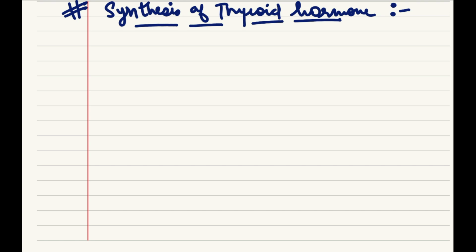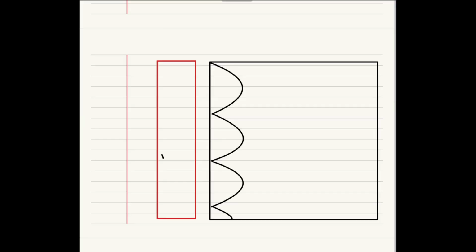Now let's discuss the synthesis of thyroid hormone. The synthesis of thyroid hormones occurs in the thyroid follicles. Iodine is crucial for the synthesis of thyroid hormone. Lack of iodine suppresses thyroid hormone synthesis and release. This is the blood vessel, and this is the thyroid follicle cell.